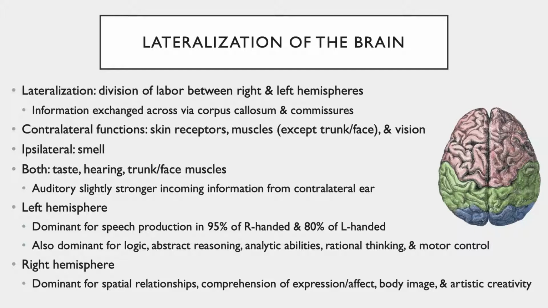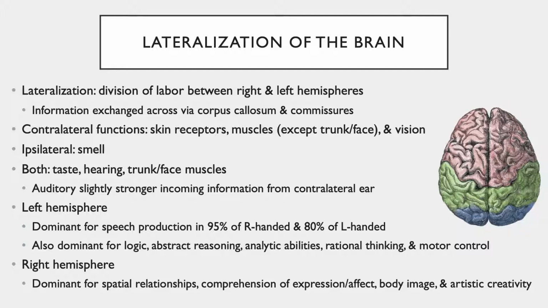Most functions of the brain are contralateral, that is, what happens on the right side of the brain affects the left side of the body, and vice versa. Some examples of contralateral functions include skin receptors, muscles, except those in the trunk and the face, and vision. An example of an ipsilateral function is smell. Examples of functions that are both contralateral and ipsilateral are taste, hearing, and the muscles of the trunk and the face.